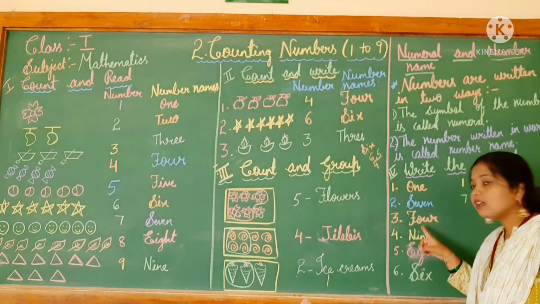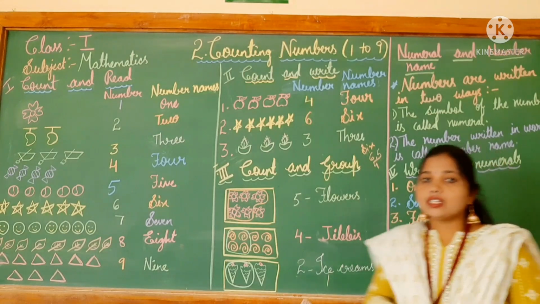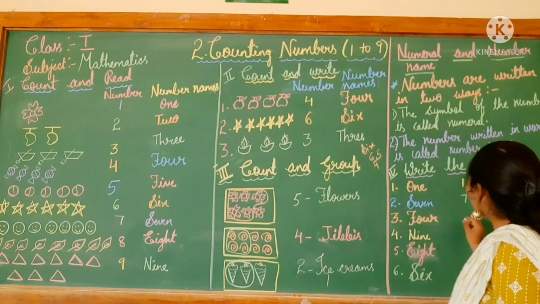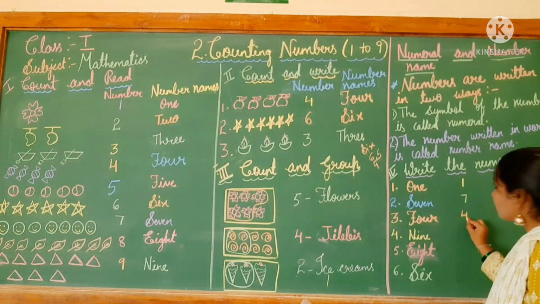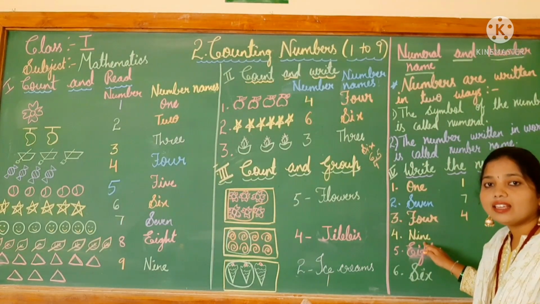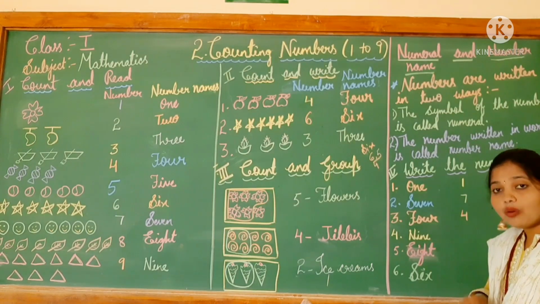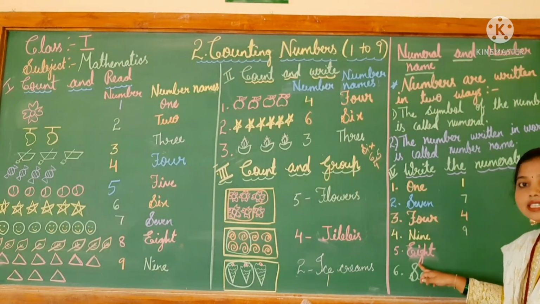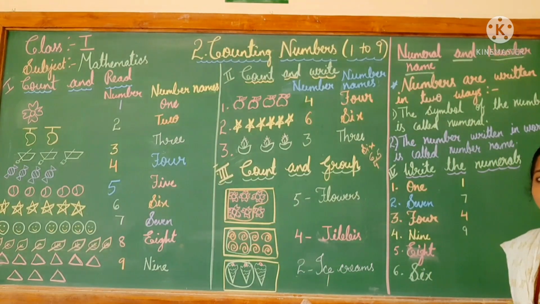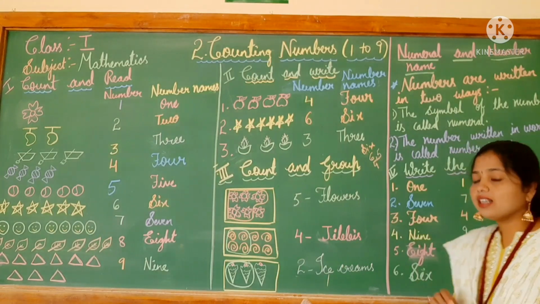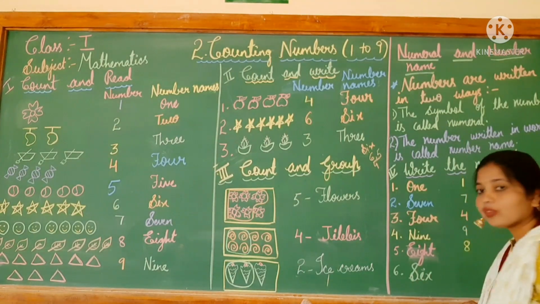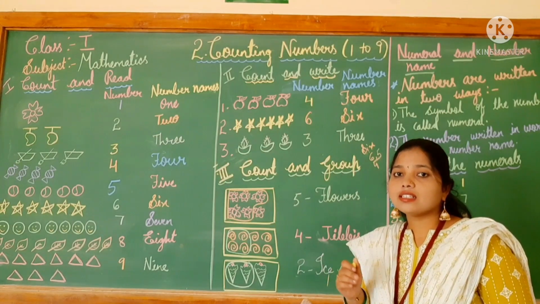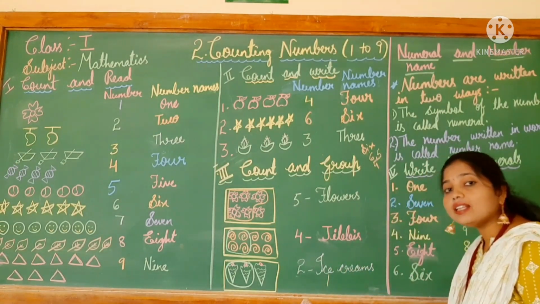Okay. Next. F-O-U-R means 4. Children, do you know how to write 4? Yes, I hope you all know. I will write 4 here like this. Okay, next is N-I-N-E, 9. 9 means how will we write? Yes, this is the number 9. Okay, next is E-I-G-H-T, 8. Children, do you know how to write the number 8? Yes, we will write 8. Okay, next, S-I-X. S-I-X means it is 6. So, here I will write 6.